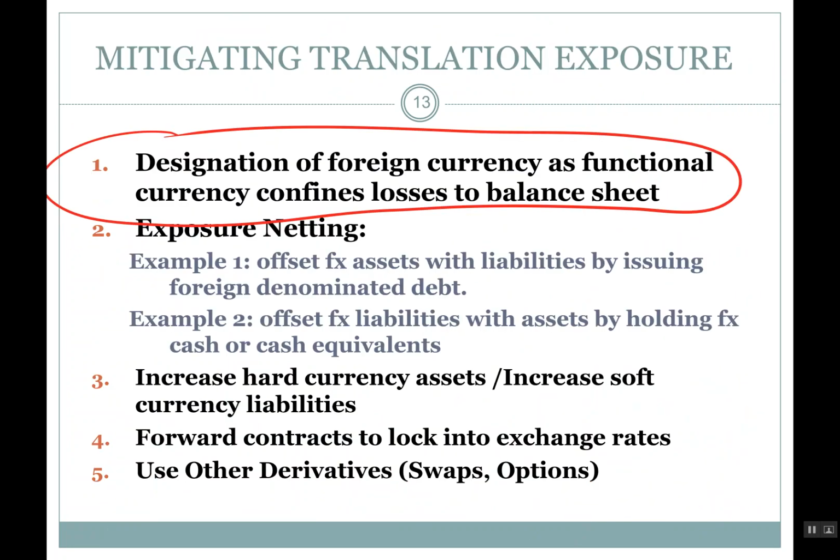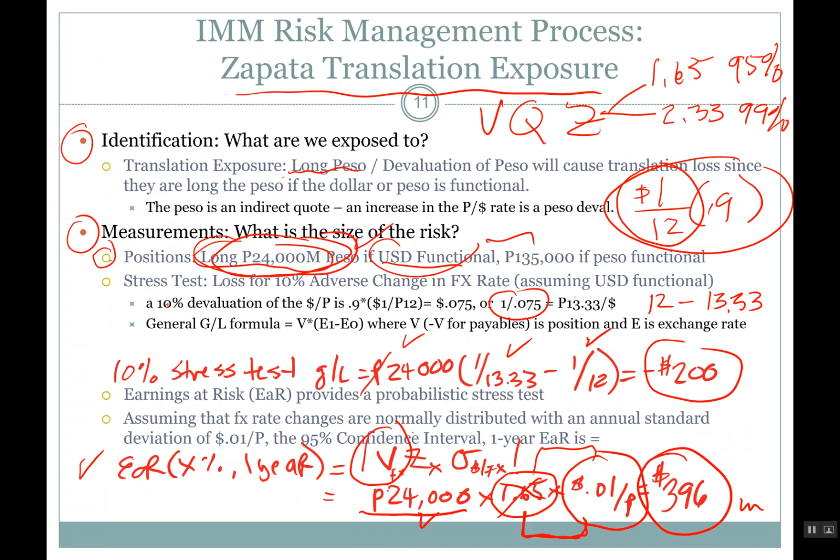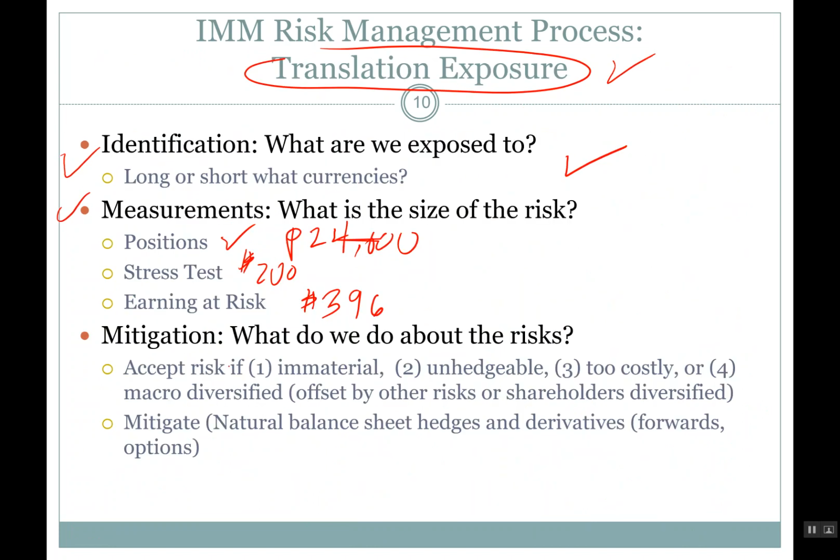All right, so we've gotten that far. What can you do about it? Well, one thing you can do is do nothing. Accept the risk because it's either immaterial. Yeah, it's an Argentine subsidiary, but it's like 1% of total revenues. Who cares, right? Or it's unhedgeable. Right now, there's nothing we can do about it. Contracts are all set. It's too late to get any hedging in place, so we're not going to do anything.